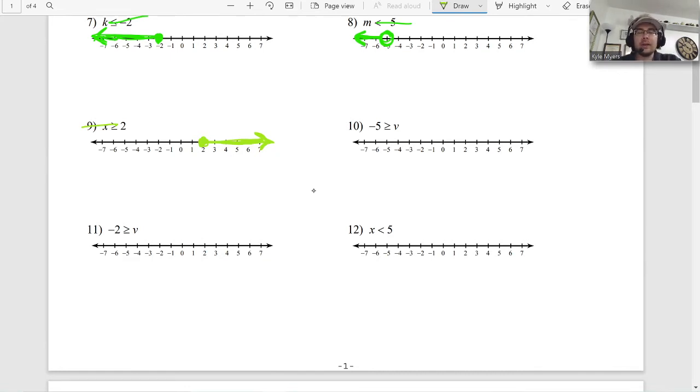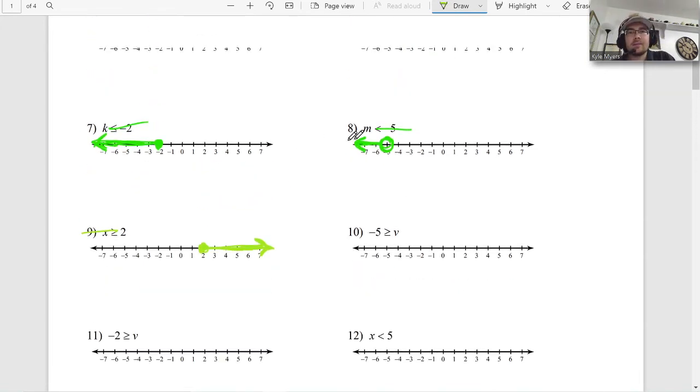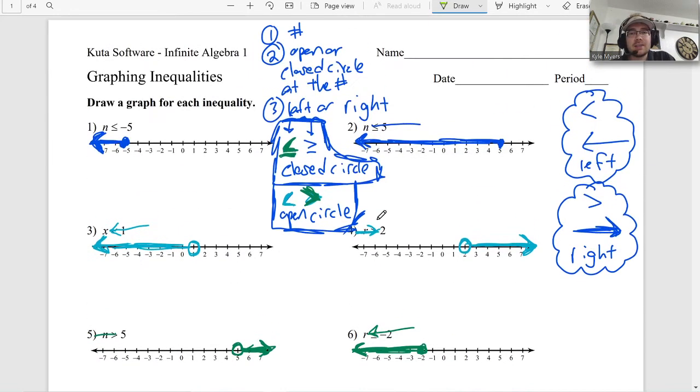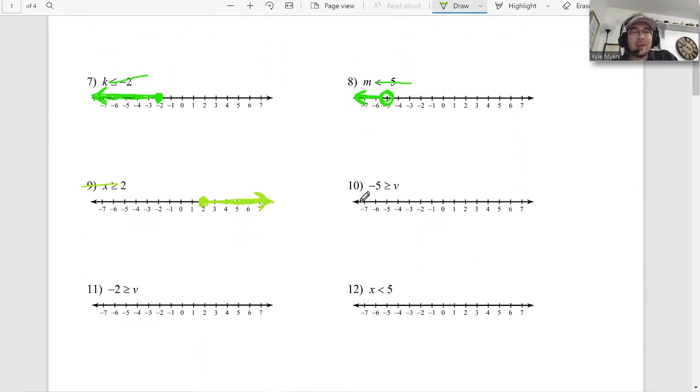Oh, wait, hold on. This is different. I don't know if you caught it. They tried to be tricky. Look, they have the X first. The M is first. The K is first. The R is first, the N is first, the X is first. But on number 10, the V is last.